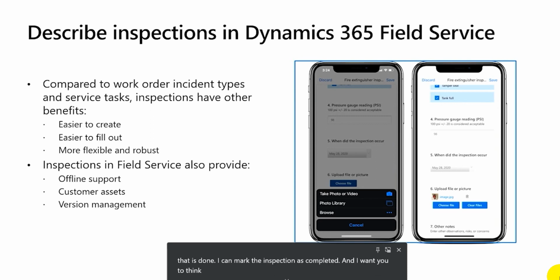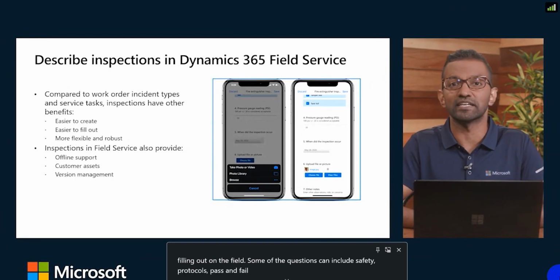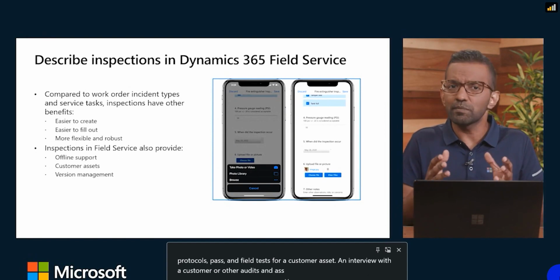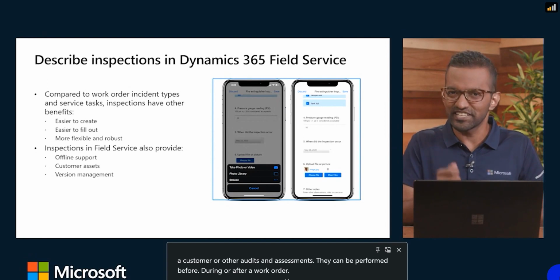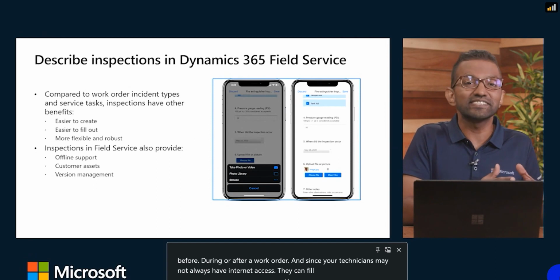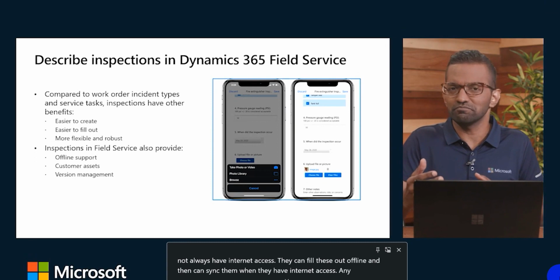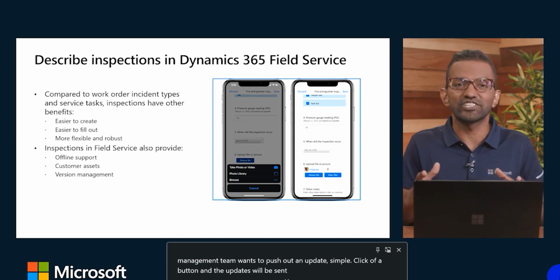And I want you to think of that inspection like a digital form that your technicians are filling out in the field. Some of the questions can include safety protocols, pass and fail tests for a customer asset, an interview with a customer, or other audits and assessments. They can be performed before, during, or after a work order. And since your technicians may not always have internet access, they can fill these out offline and then can sync them when they have internet access. And if the management team wants to push out an update, simple click of a button, and the updates will be sent out and adjusted to each customer's asset.